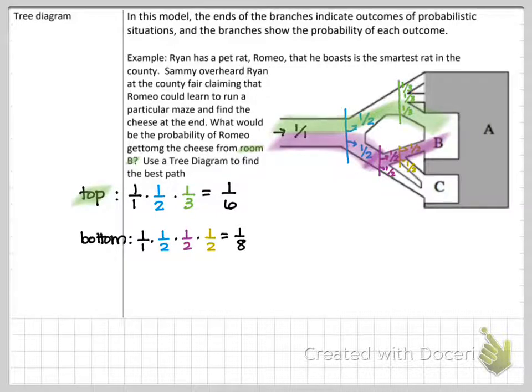All right, so basically, as the pet rat, we could either take the top approach to get to room B, or we could take the bottom approach to get to room B. So it is 1/6 or 1/8, so we're going to add these together. So what I would say is the probability that I'm going to get to room B is going to be 1/6 plus 1/8. And we go ahead and add those together, and that's going to give us 7 out of 24. And that covers the notes.